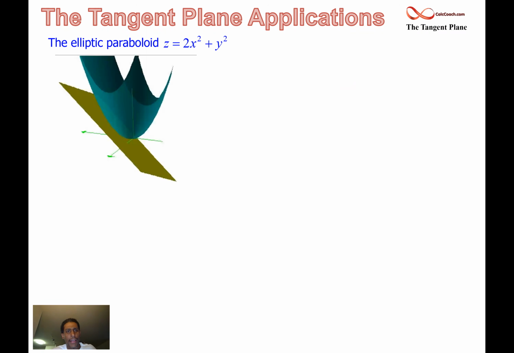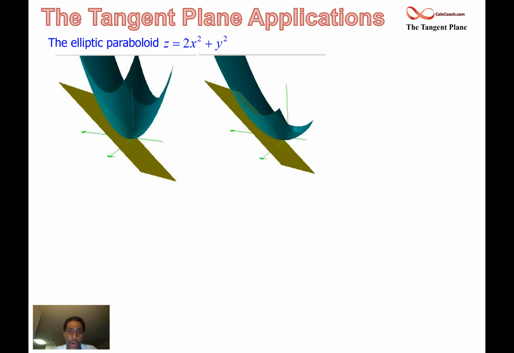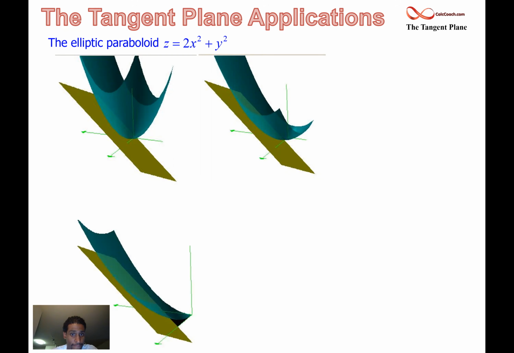So we have a function, and that function's going to have the equation 2x squared plus y squared. It's a paraboloid, an elliptic paraboloid, to be exact. And so the graph is a bowl shape, and the tangent plane at a certain point, zoomed out far enough, looks like that. Watch what happens though as we zoom in. And again, and again.